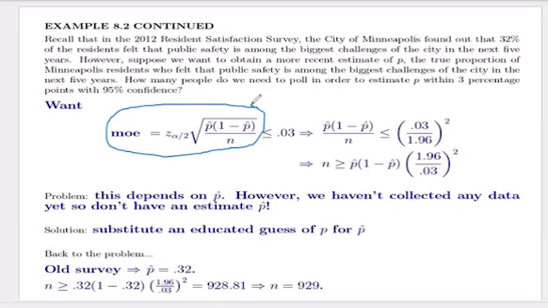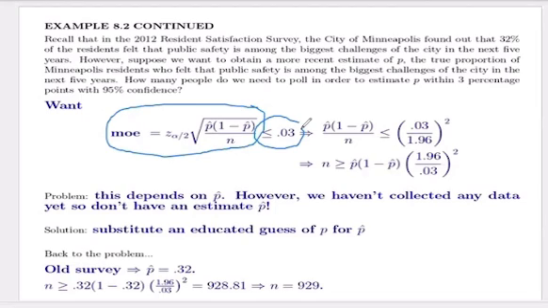So can we have a way to estimate what the recent proportion is going to be? We want to estimate the true proportion of Minneapolis residents who felt that public safety is among the biggest challenges of the city in the next 5 years. And the question now: how many people do we need to poll in order to estimate P within 3 percentage points with 95% confidence? Now, it means they're giving you the margin of error. The margin of error, you want to restrict that to within 3%.